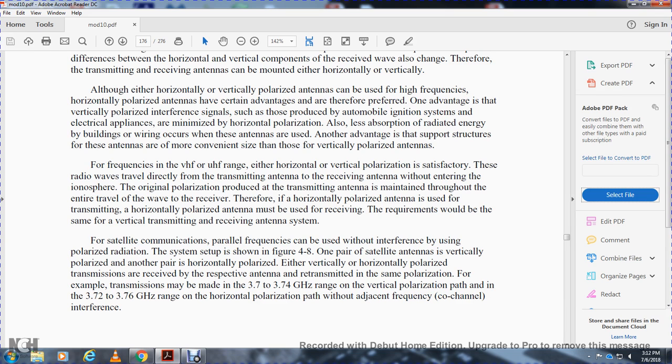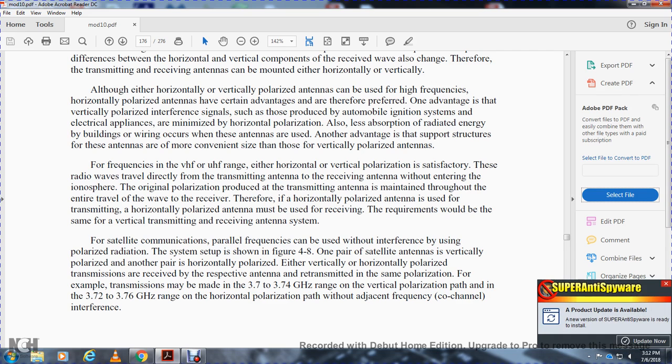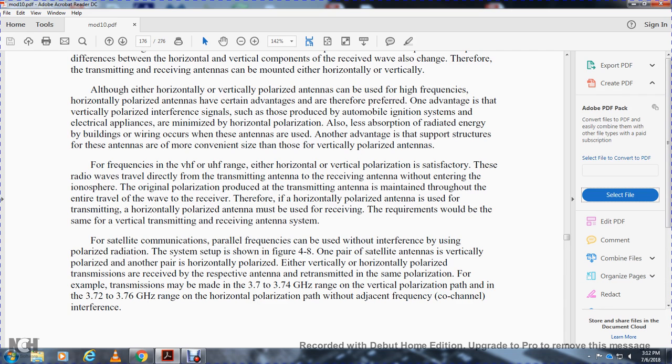For frequencies in the VHF (very high frequency) and UHF (ultra high frequency) range, either horizontal or vertical polarization is satisfactory. Radio waves travel directly from the transmitting antenna to the receiving antenna without entering the ionosphere, so the original polarization produced by the transmitting antenna is maintained throughout the entire travel to the receiver. Therefore, a horizontally polarized transmitting antenna must be used with a horizontally polarized receiving antenna.